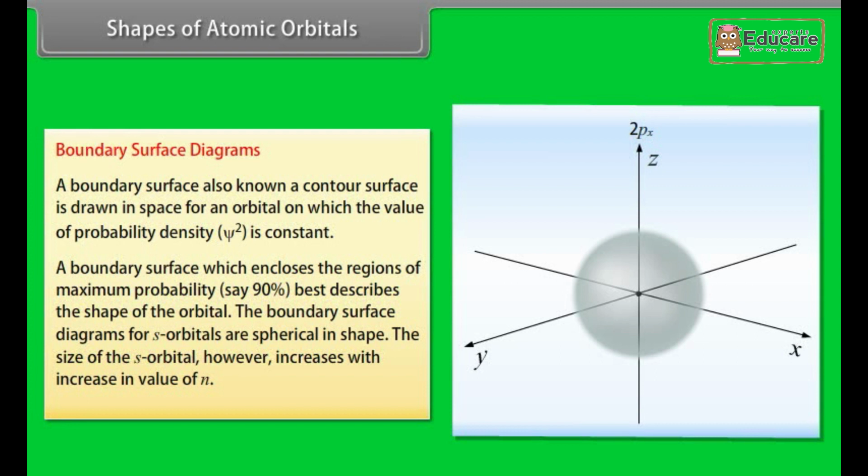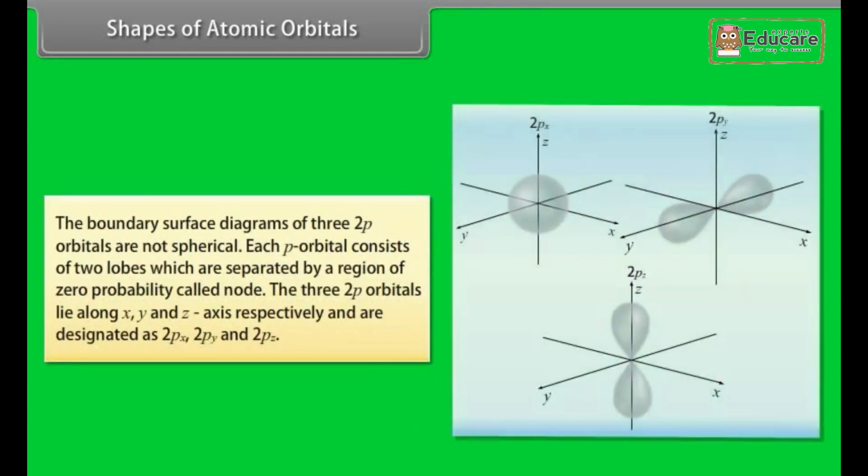The boundary surface diagrams for s orbitals are spherical in shape. The size of the s orbital, however, increases with an increase in the value of n. The boundary surface diagrams of the three 2p orbitals are not spherical. Each p orbital consists of two lobes which are separated by a region of zero probability called a node. The three 2p orbitals lie along the x, y and z axes respectively and are designated as 2px, 2py and 2pz.